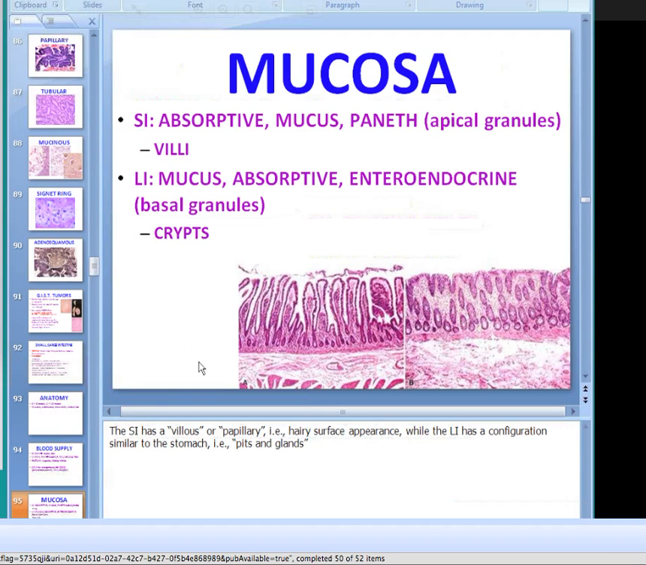That's it. The tinea coli in the large bowel are groups of the longitudinal muscle bands.